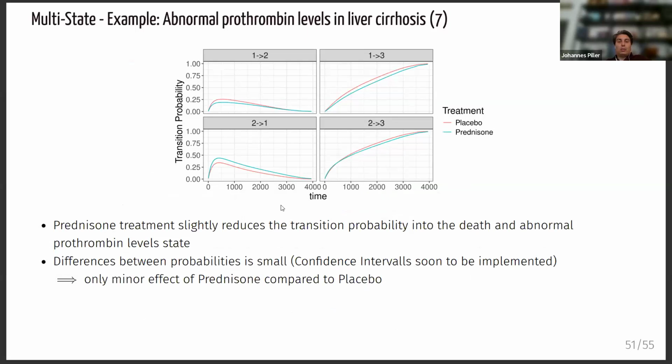Right now, what is still work in progress are the confidence intervals, but they will be implemented soon, so we can also make a statement on significance. But what we see is that prednisone treatment slightly reduces the transition probability into the death state. For instance, here, prednisone is blue and placebo is red, so we see it in this second facet. But the differences between the probabilities are small, so we only have a minor effect of prednisone compared to placebo.